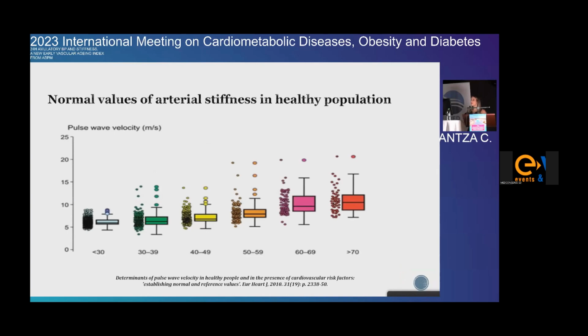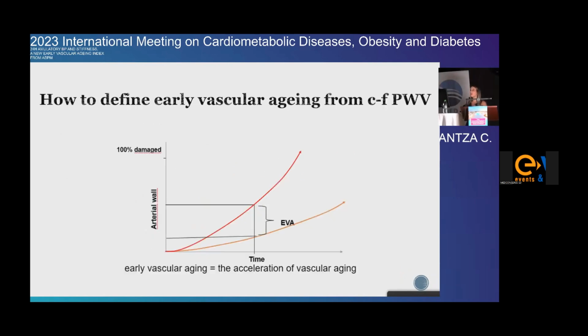You can see here the distribution of arterial stiffness in healthy population with normal values. For those less than 30 years old, the values were lower, but as age increases, the values of pulse wave velocity increase too. Here you can see how to define early vascular aging from carotid femoral pulse wave velocity.